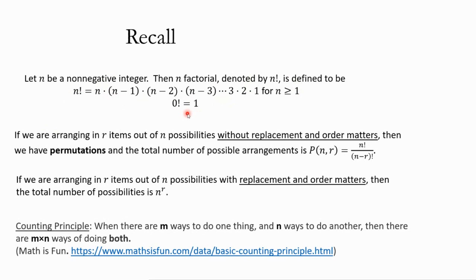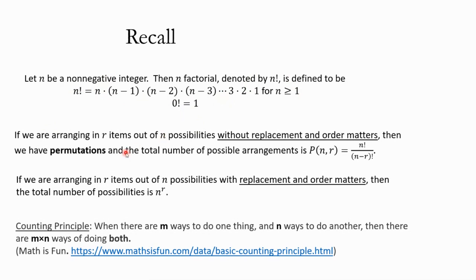For 0 factorial, remember, by definition, that's just 1. That's just defined that way. I want to say for convenience, but if there's another reason, I don't know why it's defined that way, but I think it just works out well when it's defined that way.